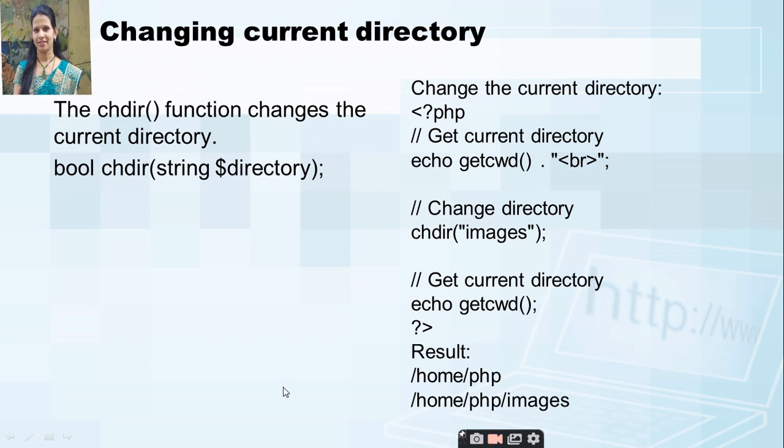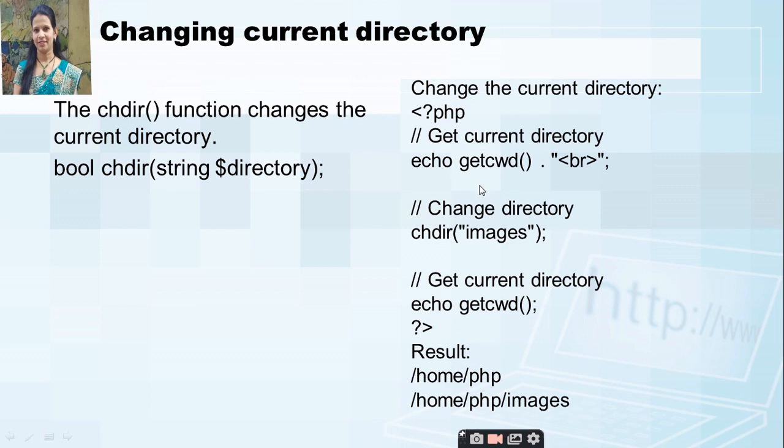The next function we will use is for changing the current directory. How to change the directory? This chdir function changes the current directory. If it is successfully changed, it will return true, otherwise it will return false. So to change the current directory, first echo getcwd. Getcwd means current working directory. Then change this directory.